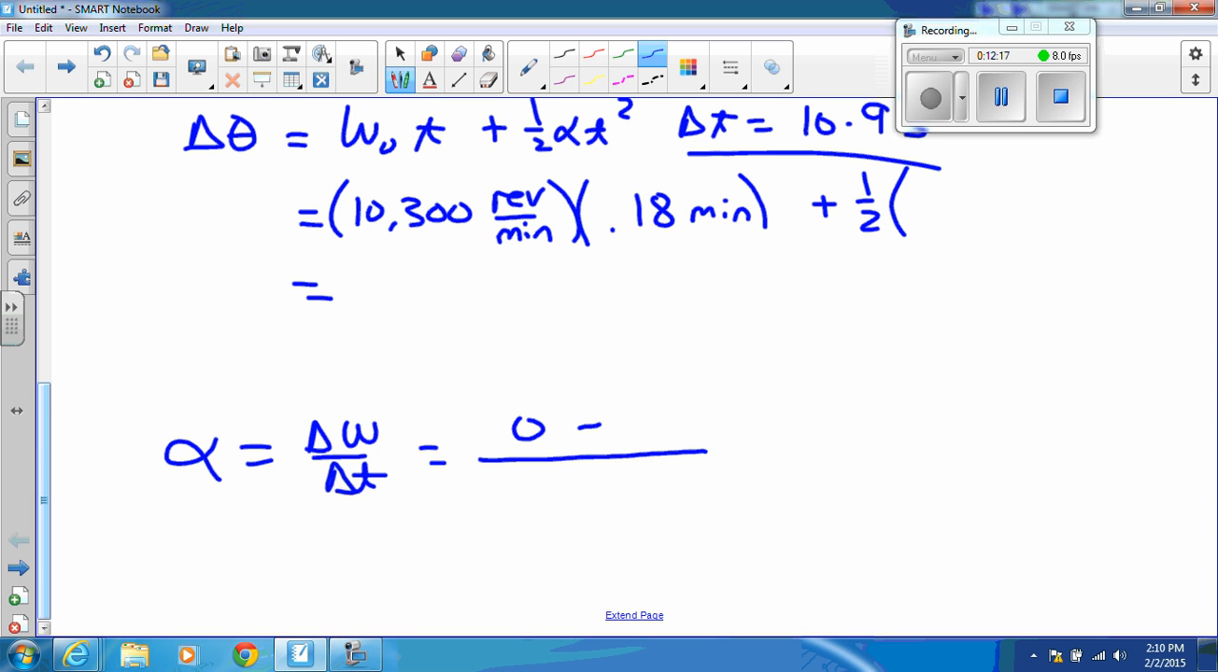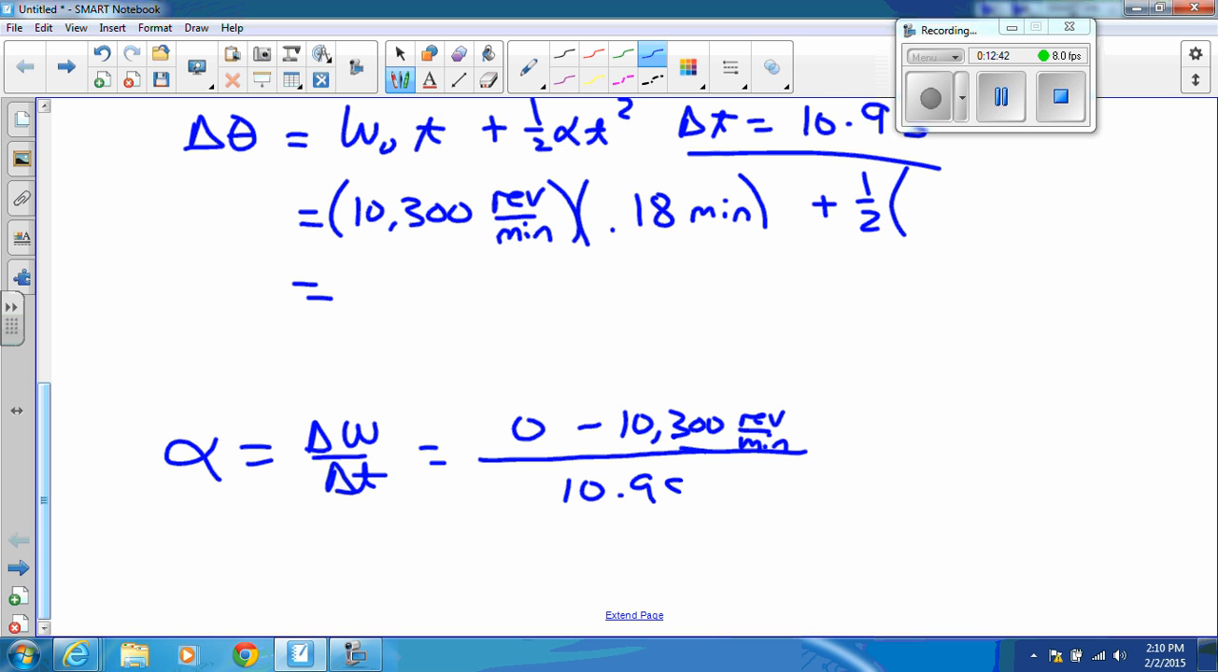Notice that we had to slow down and think about which one was final and which one was initial, right? And that's going to matter because when we come back up here, we're actually going to put in a negative value, and that's going to decrease the total number of revolutions that we have. If we had a positive alpha, that would mean that we're actually speeding up, and that would result in an increase.